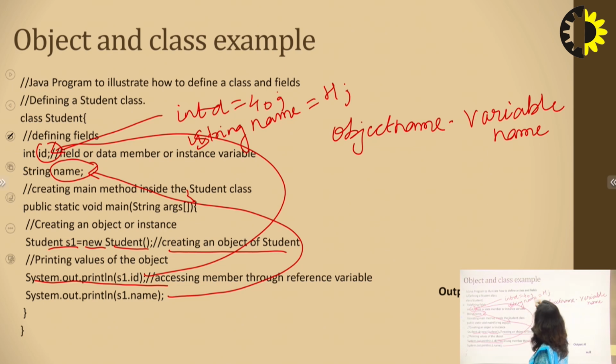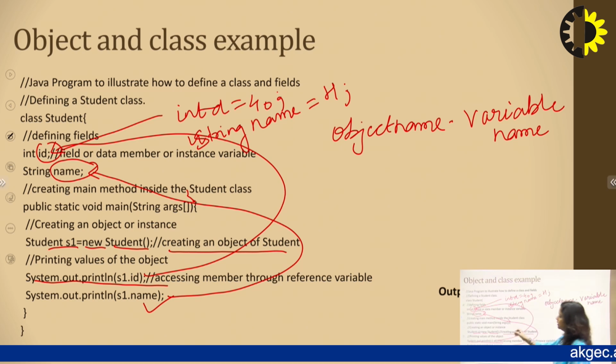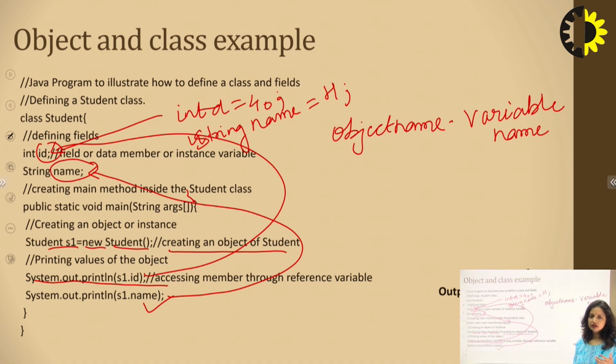So what will be printed in output? The first statement will print 40 and the second statement will print h. Since I haven't defined these two variables with any value, when a call occurs through an object and the object is invoking them, the output will be 0 and null: 0 for the integer value and null for the string value. So this is the way we can create an object by using the concept of classes to invoke a variable or a method. This example is for invoking the variables only.